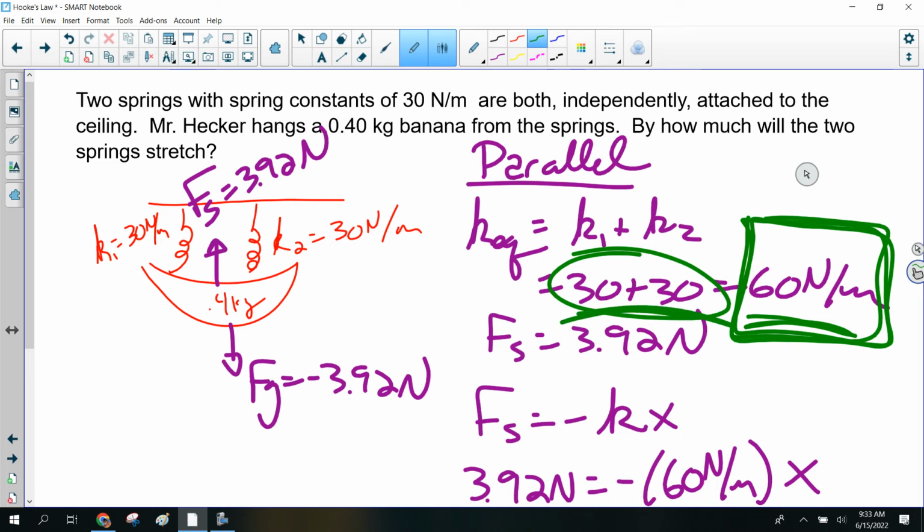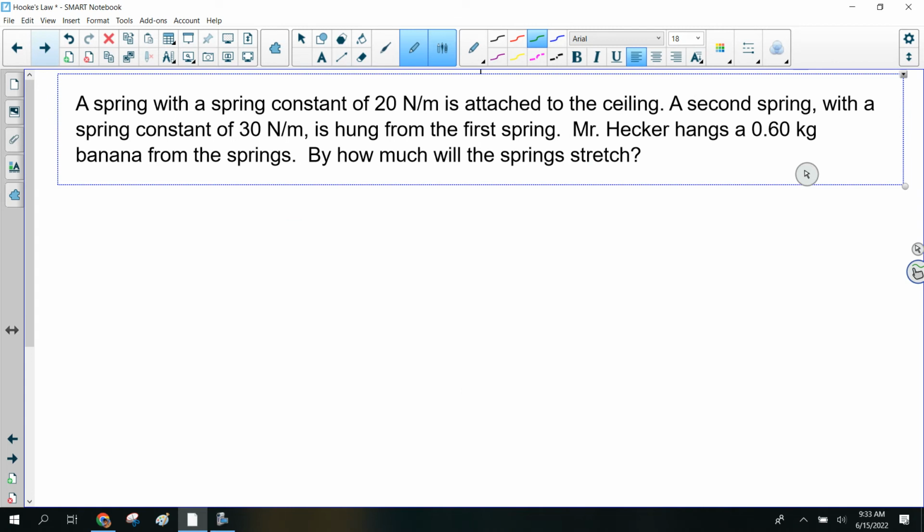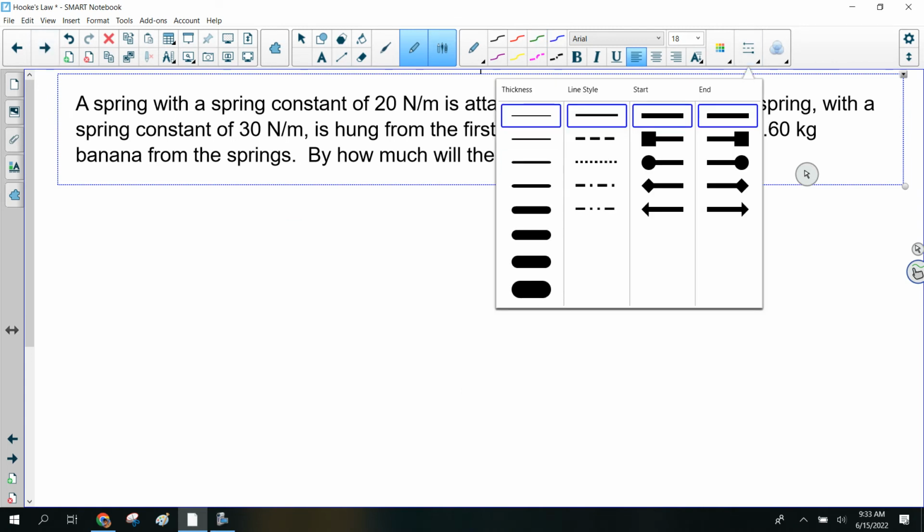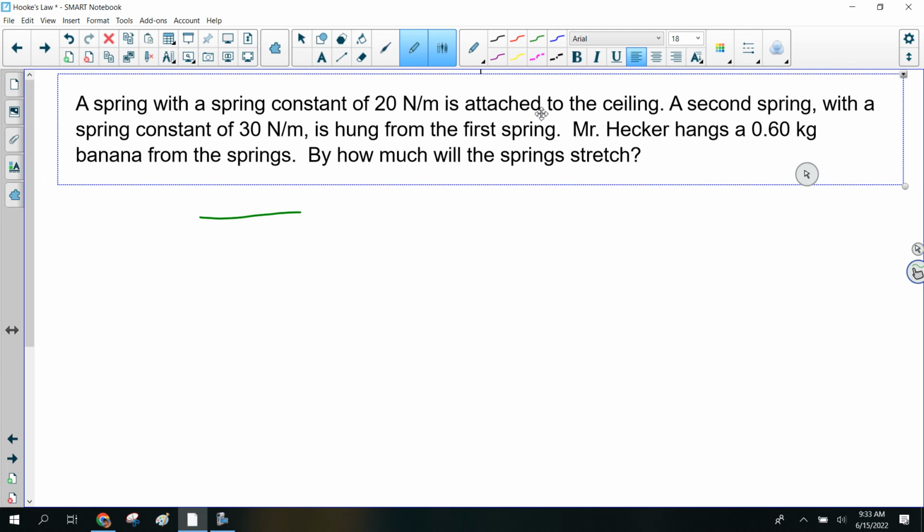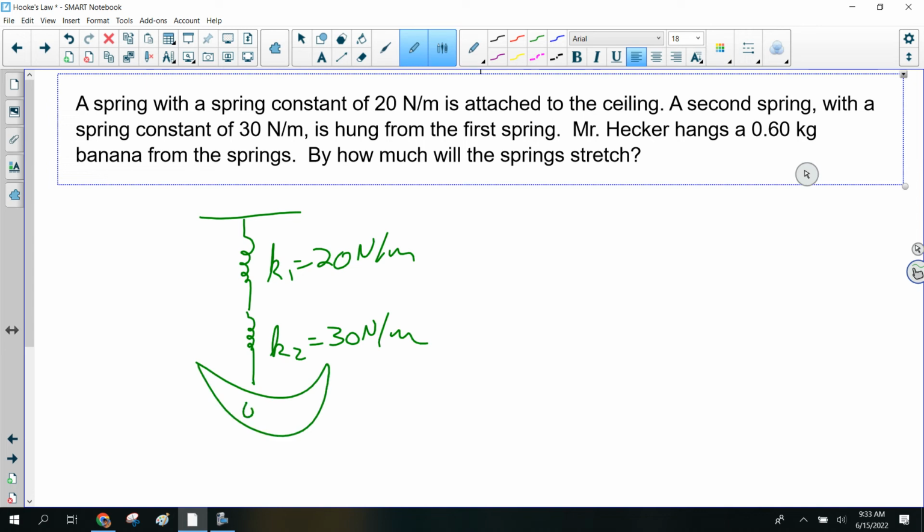So that's parallel. Now, when they're connected in series, it's slightly different. Here we've got a spring with a spring constant of 20 newtons per meter attached to the ceiling. And then a second spring with a spring constant of 30 newtons per meter is attached to that. And then we're going to hang a banana from it. The mass of the banana this time is 0.6 kilograms. These are pretty big bananas.